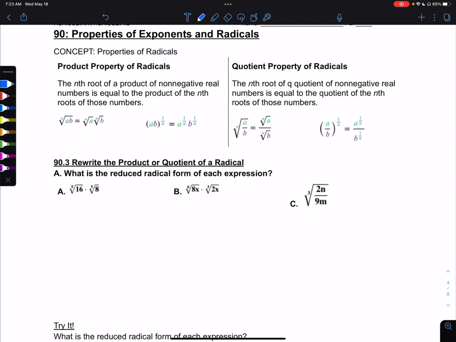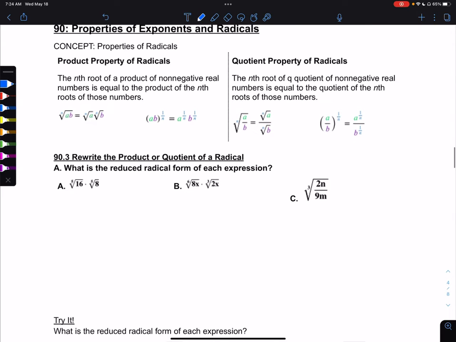fifth root of 8. Well, 16 is not a perfect root, 8 is not a perfect root, and they can't be broken up into perfect fifth roots. So what that tells me is that I should put these two together through multiplication, which I'm allowed to do because of the same index. So 16 times 8 is 128, which also is not a perfect fifth root.